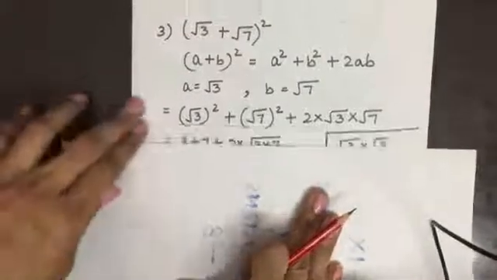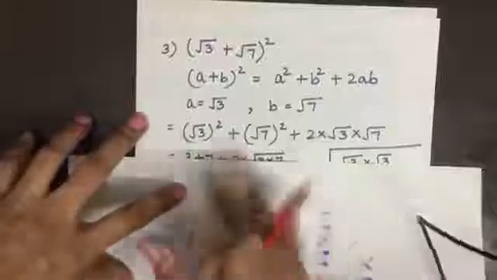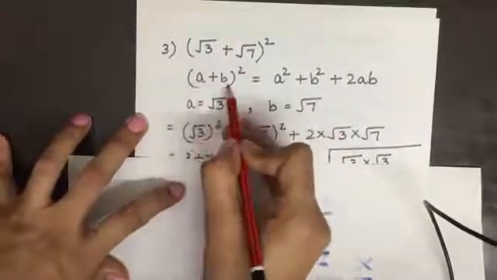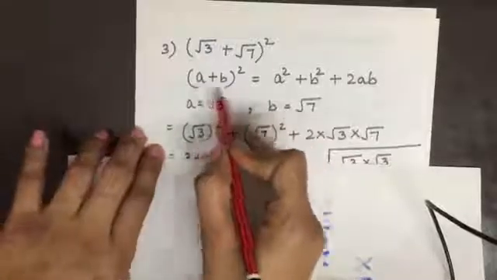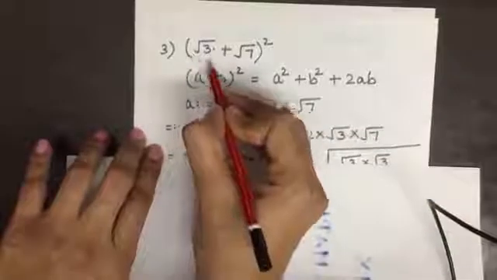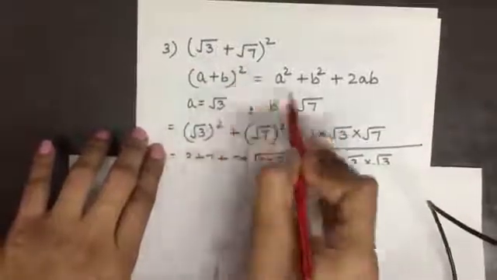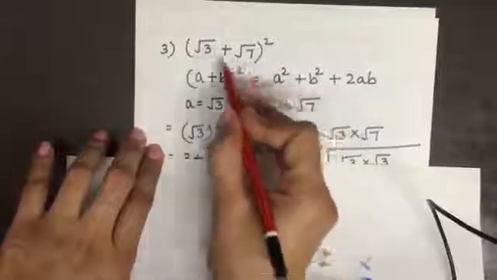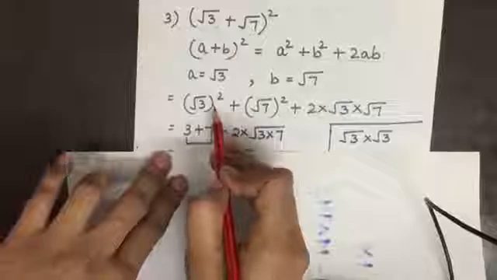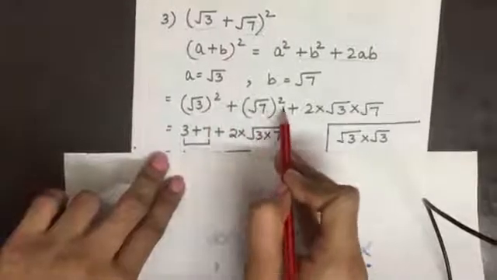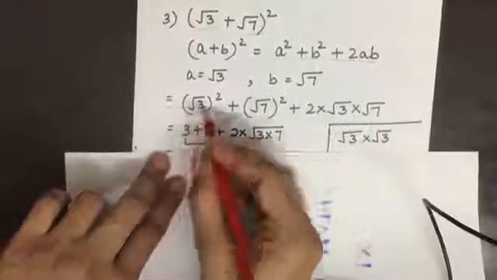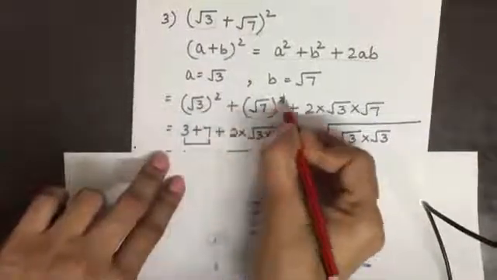Under root 3 plus under root 7 whole square. Now it's very prominent that it is in the form (a plus b) whole square, and we know this identity: (a plus b) whole square is a square plus b square plus 2ab, and in this case our a is root 3, b is root 7. So put the value of a and b in this identity, you will get under root 3 square plus under root 7 square plus 2 into under root 3 into under root 7. I told you in the previous question, square and square root would be cancelled out.